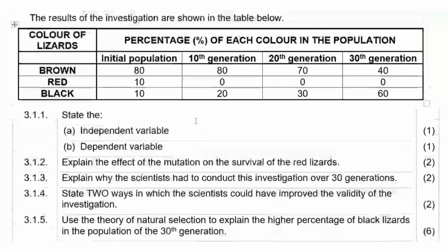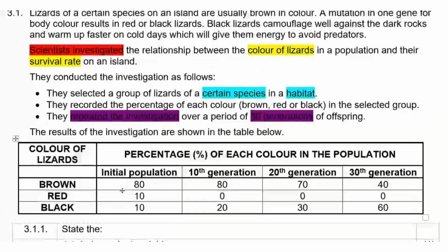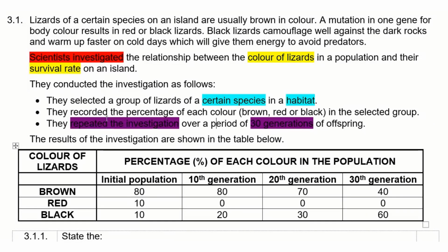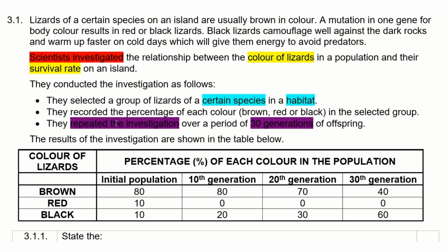Okay, and then a third way in which they can ask about reliability is what should they have done to ensure reliability? So they could ask what did they do or what should they have done? If they ask what should they have done, then you have to look for what they did not do. They mentioned that they repeated the investigation, so you can't say that, but you can say that they should use a large sample size of lizards, or they should use many lizards of each color. That is something they could have done to ensure reliability.